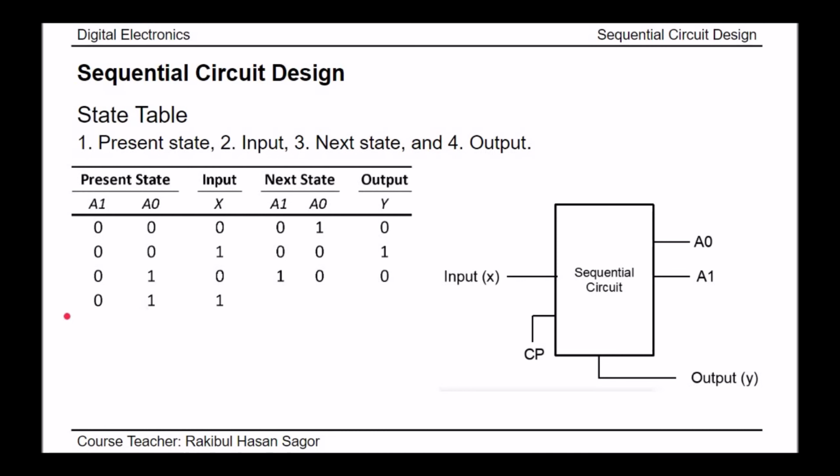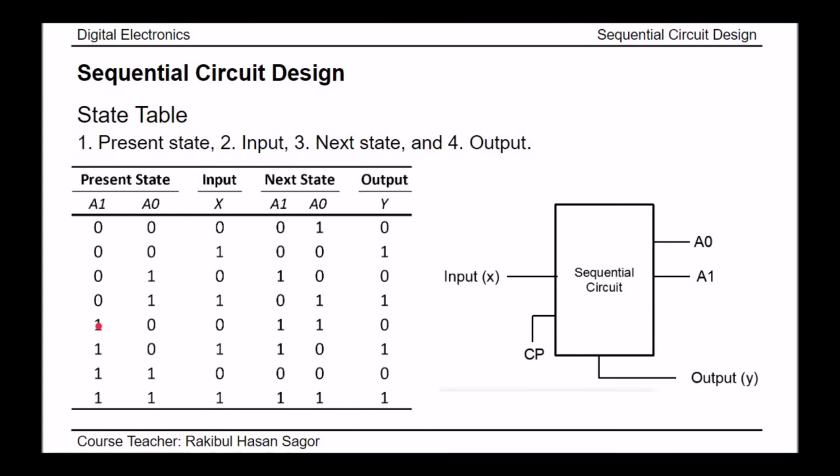But if the present state is 0 1 and the input is 1, whenever we give input equal to 1, the state must pause. So what will be the next state? If the present state is 0 1 and we want to apply the pause situation, the next state will also be 0 1. It is not changing its state because of the input 1, and we must show the output for the pause case.